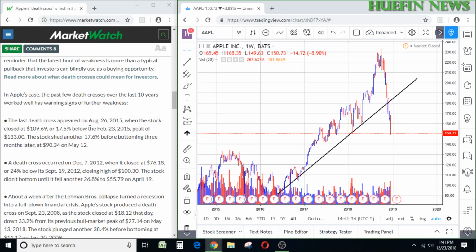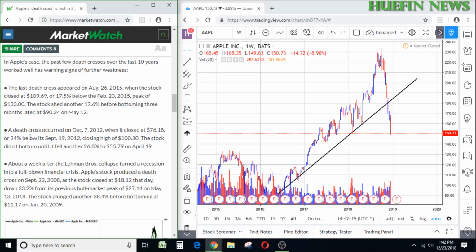The last death cross appeared on August 26, 2015, when the stock closed at $109.69, down 17.5% from the February 23rd, 2000 peak of $133. So when the death cross last occurred for Apple, it had already decreased 17%. That shows you the negativity is lagging once you see a death cross indicator. The stock shed another 17.6% before bottoming out and finding a support area. So are we at a midpoint for Apple stock to see a continuation to lower prices? Very much could be. We're going to talk about that once we look at our price chart.